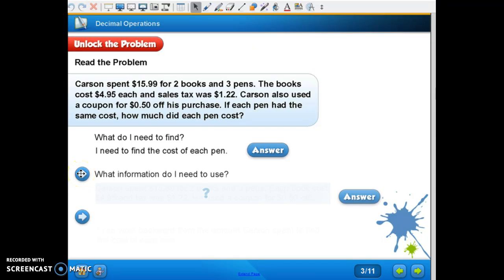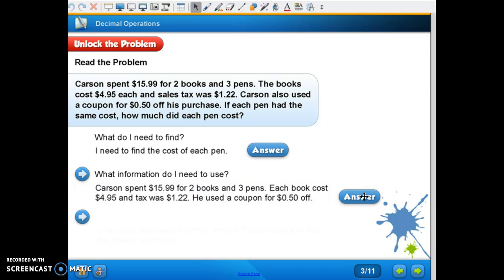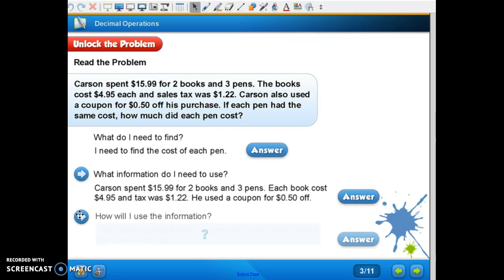In your second box, it says, what information do I need to use? We'll need to use the total he spent, what he bought, the books and the pens. They tell you how much each book cost, what the taxes are, and that he had a coupon. So that's the information you need to use. How will I use this information? Okay, remember our strategy is to work backwards. So I can work backwards from the amount Carson spent to find the cost of each pen.